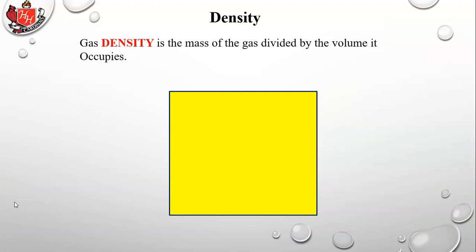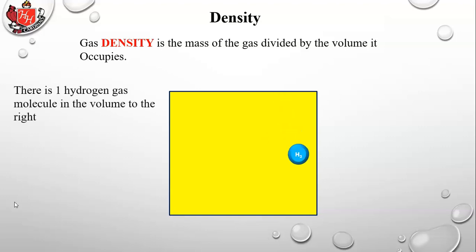Okay, now we move on to discussing density. We talked about what density is. We've defined it before. It's the mass per unit volume. It's how much matter, how much mass you're cramming into a certain amount of space. So gas density is the mass of the gas divided by the volume it occupies. So there's 1 hydrogen gas molecule in the volume to the right.